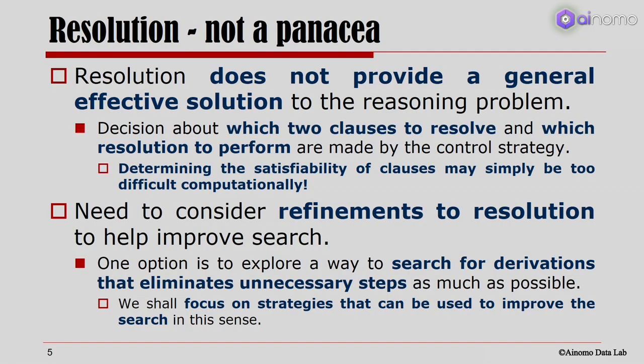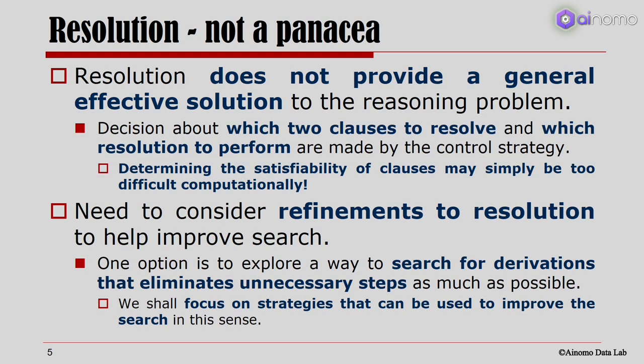Decisions on which two clauses to resolve, that is, which resolution to perform, are made by the control strategy. Now, determining the satisfiability of clauses may simply be too difficult computationally. So, we need to consider refinements to resolution to help improve search. One option is to explore a way to search for derivations that somehow eliminate unnecessary steps as much as possible. And that is what we will focus on today.